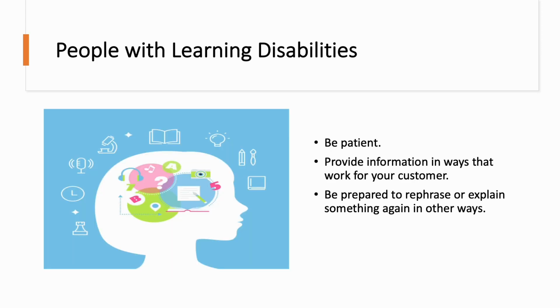Learning disabilities. When trying to assist people with learning disabilities, be patient. People with learning disabilities may take longer to process information, understand, or respond. Provide information in ways that work for your customer. For example, some people may find written words or math difficult to understand. And be prepared to rephrase or explain something again in other ways. The individual may not have retained the information the first time.